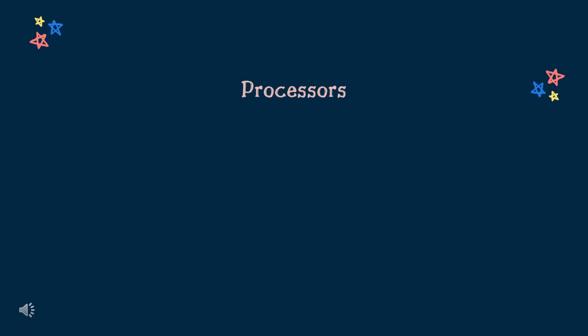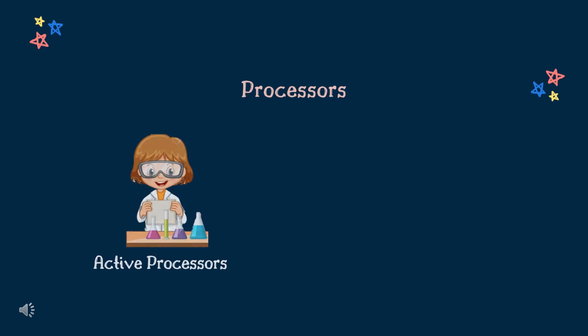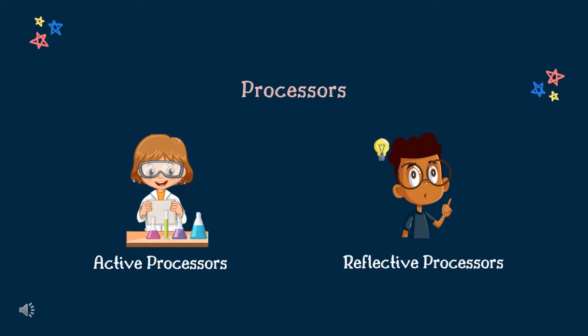Next, we have the processors. Here we have the active processors who make sense out of an experience by immediately using the new information. And we also have reflective processors who make sense of the new information by reflecting on it and by thinking about it.